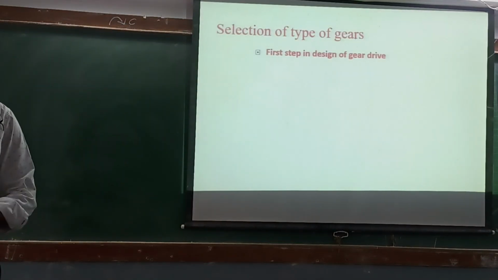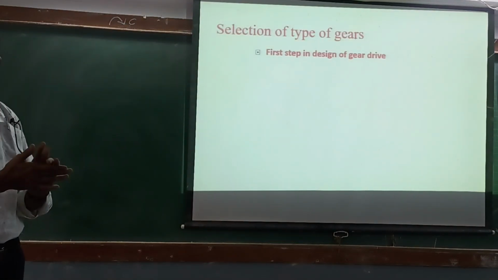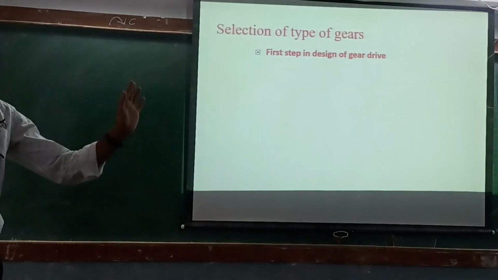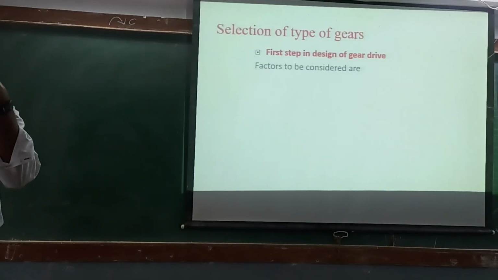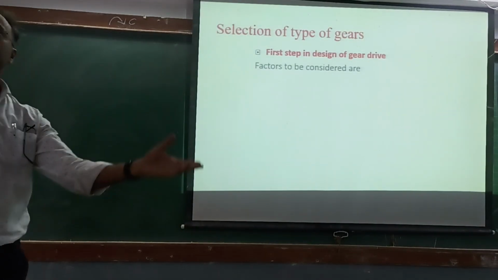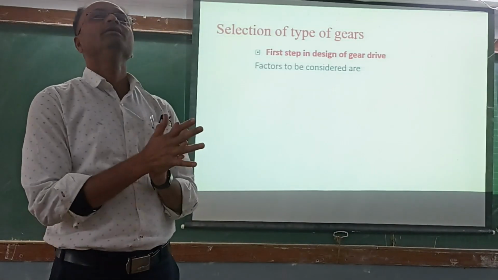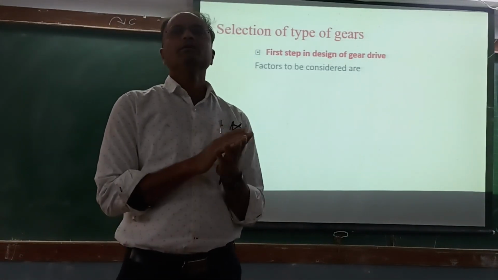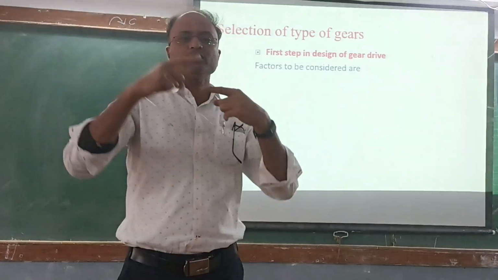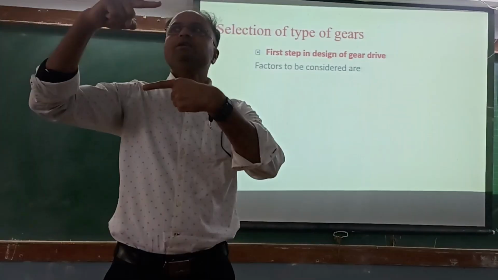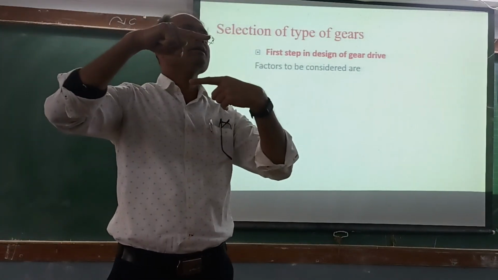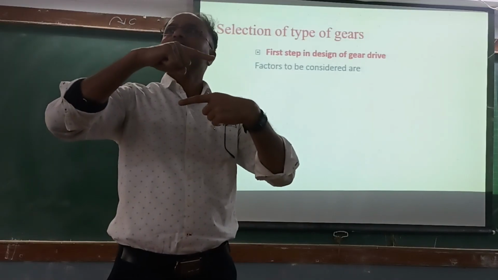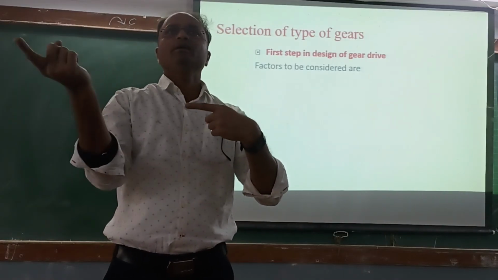Now, how to select a type of gear for a particular application? This is always the first step in design, like which types of gears we should select. In our gearbox application, we selected which two types of gears? Spur and helical gears, because the shafts are parallel to each other. That's why we selected spur and helical gears.